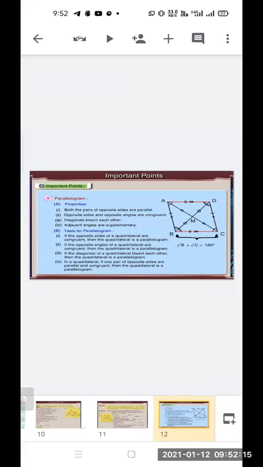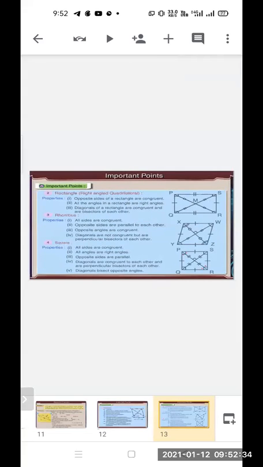Also, if one pair of opposite sides are parallel and congruent, then the quadrilateral is a parallelogram. So please remember all these properties, children. Properties and tests for parallelogram. Based on this, you are going to solve all the questions.